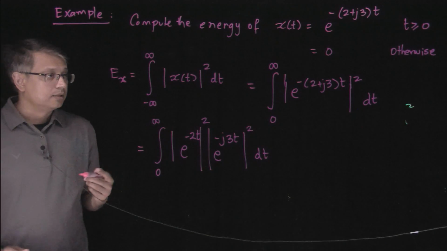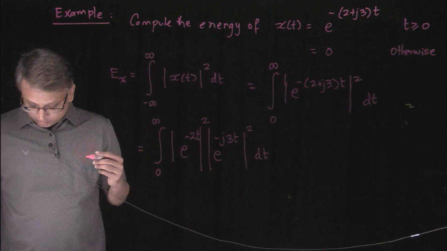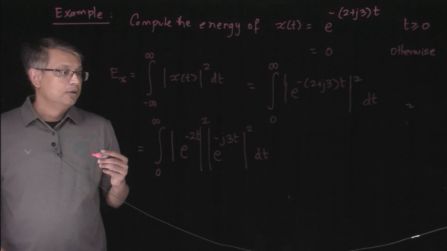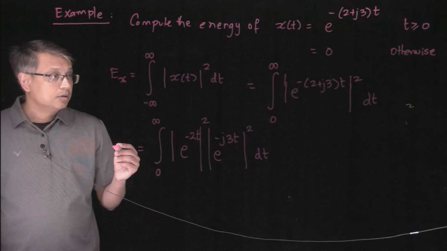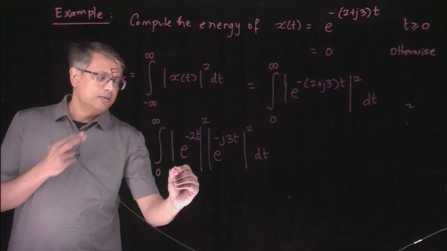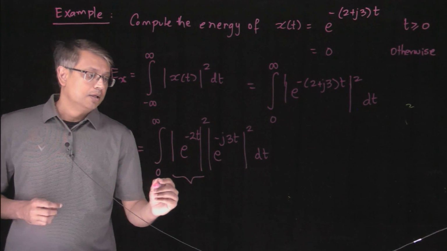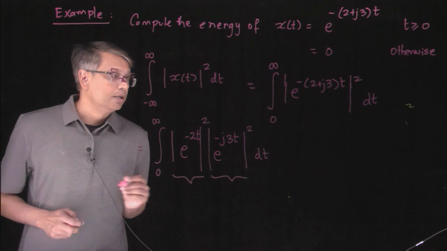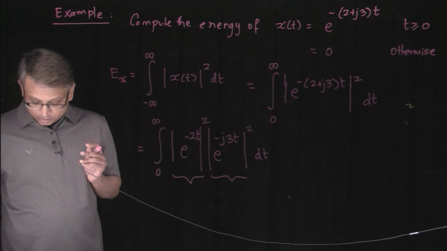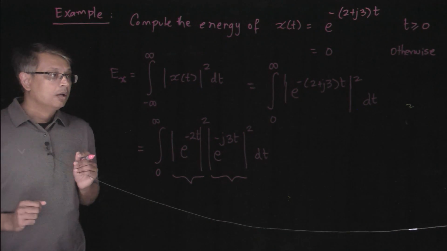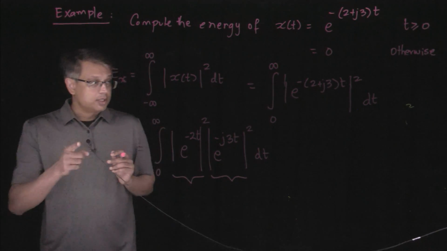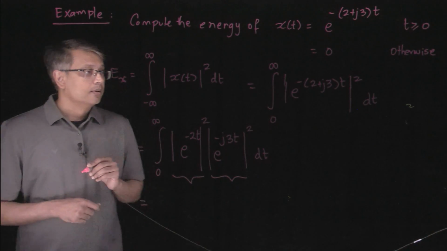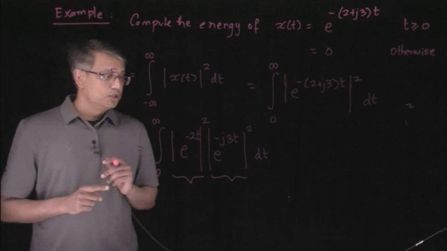Notice that the first part is real. So the magnitude of the first part is simply e to the negative 2t. The magnitude of the second part, e to the negative j3t. I would suggest that you stop the video here and just think about it for a minute. The magnitude of that complex number is just 1.